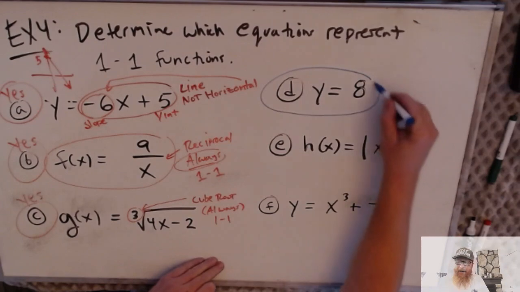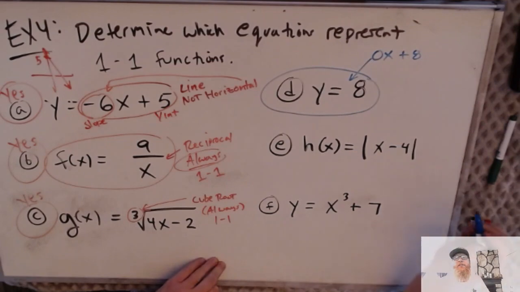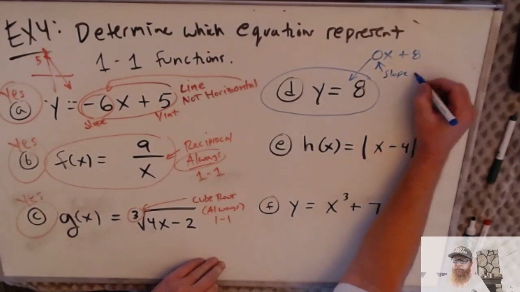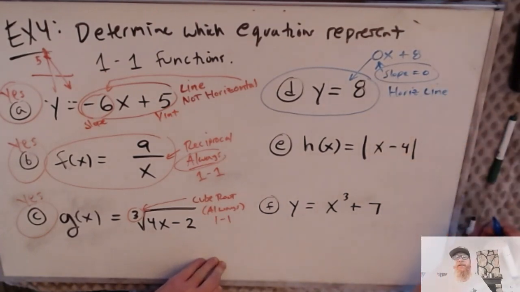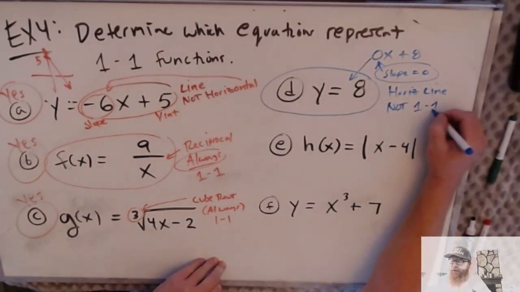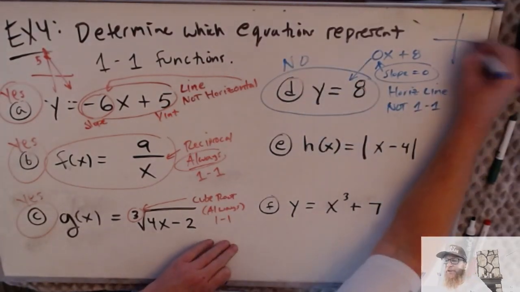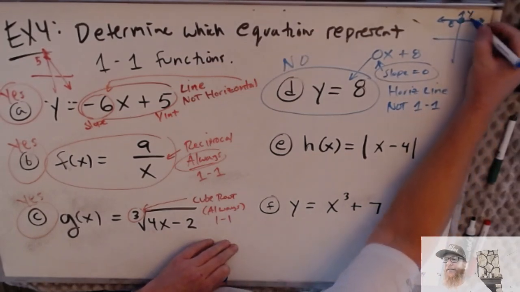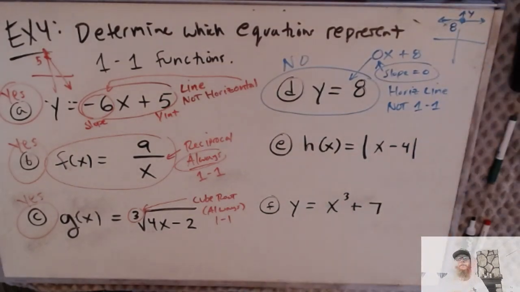Here. This is the same as 0x plus 8. If you don't see an x, it means the slope is 0. So that is a horizontal line. A horizontal line is not 1 to 1. So this one is a no. If you drew the graph of this function, it would just be a horizontal line passing through y equals 8. I don't know if you can see that. That's supposed to be 8. Graph.